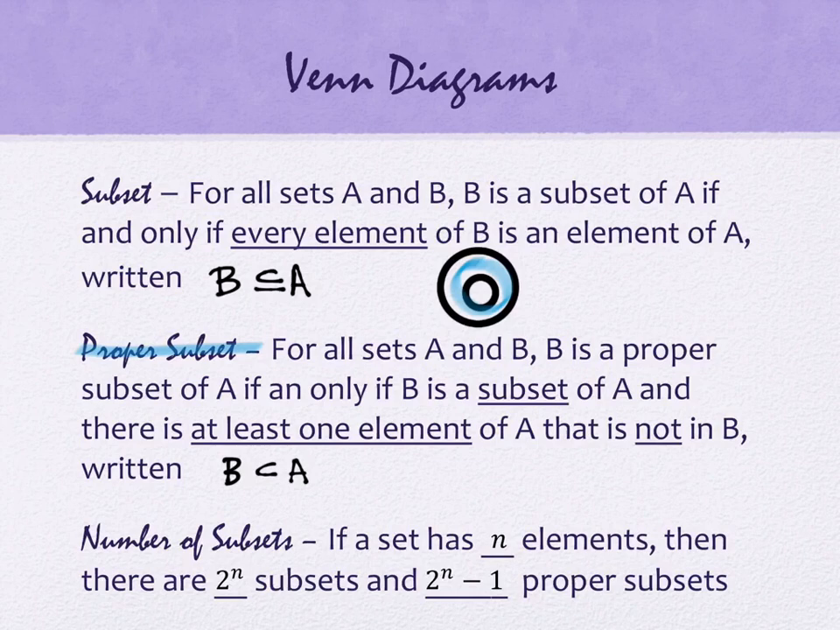We can count numbers of subsets as well. The number of subsets is based on the number of elements. So if you have n elements, then there are 2 to the power n subsets. And there's exactly one fewer, or 2 to the n minus 1, proper subsets.